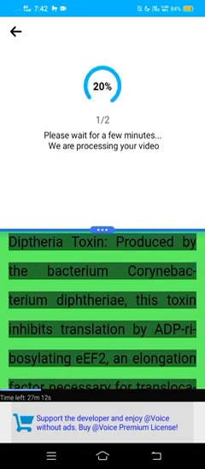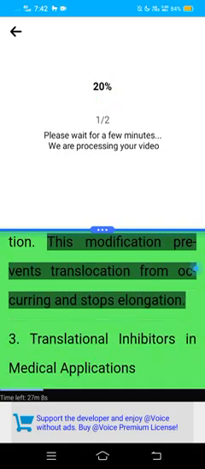Diphtheria toxin. Produced by the bacterium Corynebacterium diphtheriae, this toxin inhibits translation by ADP ribosylating eEF2, an elongation factor necessary for translocation. This modification prevents translocation from occurring and stops elongation.